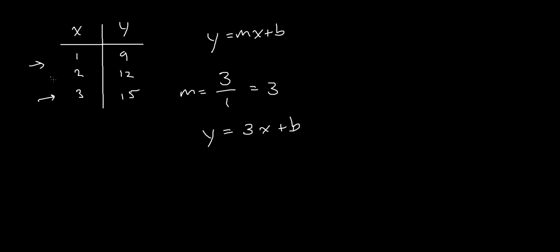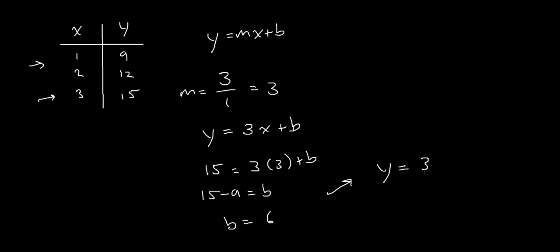Let's plug in the third point, why not? The y value for the third one is 15 equals 3 times the x value, which is 3, plus b. So 15 equals 3 times 3, which is 9, plus b. Subtract 9 from both sides. 15 minus 9 equals b, and b equals 6. So your relation is y equals 3x plus 6.